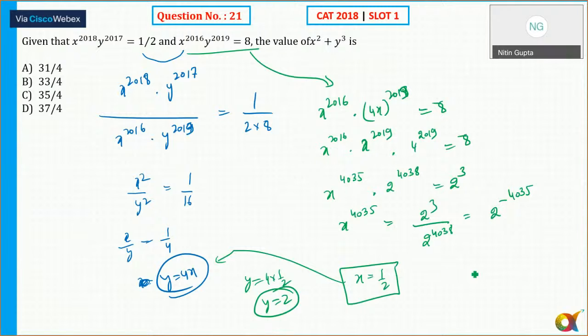So the question is x square plus y cube. So 1 by 2 square plus y cube. So the answer will be equal to 33 by 4. So this was also doable. Option number B. Any doubts to anyone now in question number 21? Please respond, everyone. No? Can I move to the next slide then? If there are no doubts to anyone.